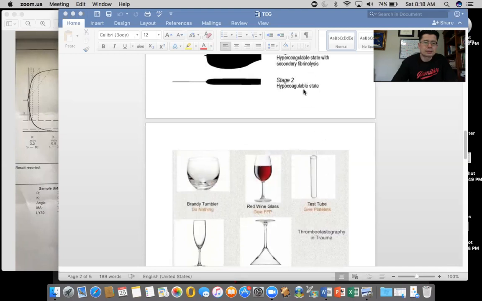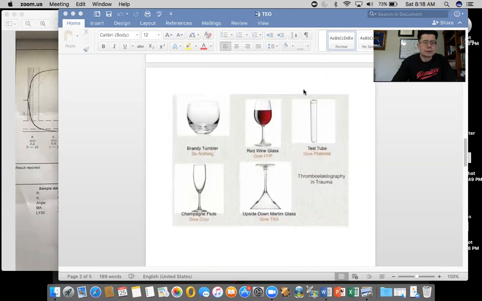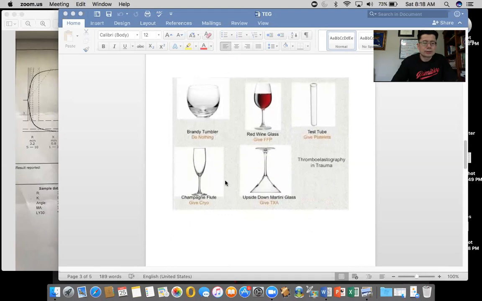Hypocoagulable. I said that wrong. I correct myself. Champagne, you want to give a cryo. Again, with those cryoprecipitate, we're talking about factor 1, factor 8, and factor 13.